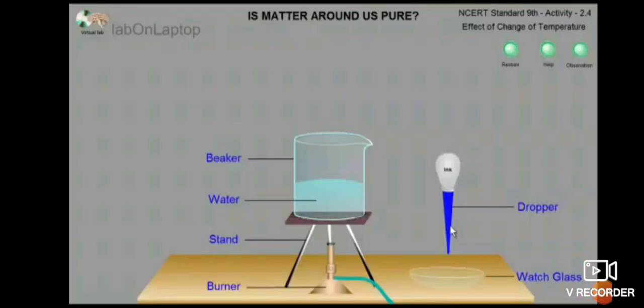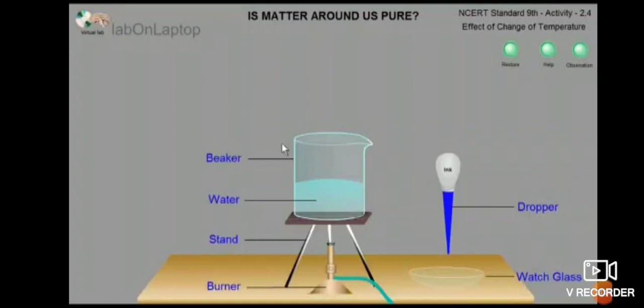Now we have to discuss one more method, that is evaporation. Let us watch this activity. These are the materials used in this activity: a dropper, a watch glass, a burner, a stand, water, and a beaker.